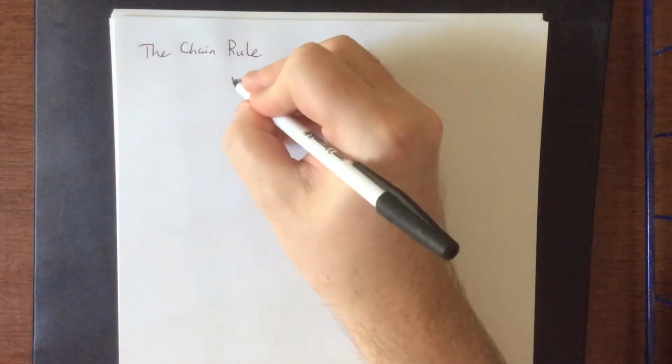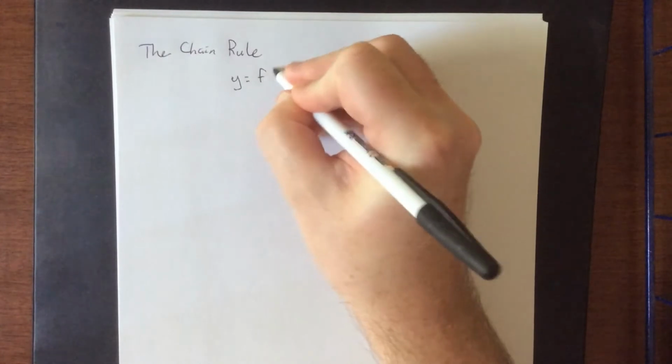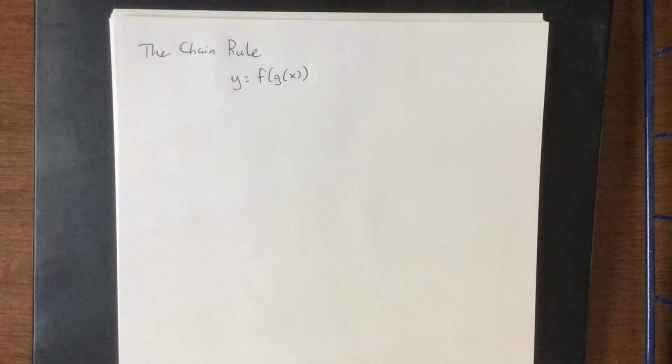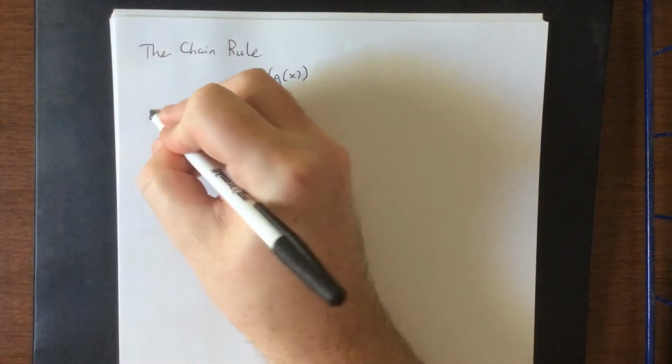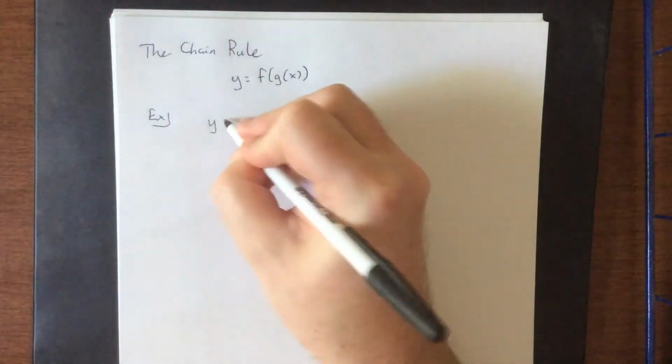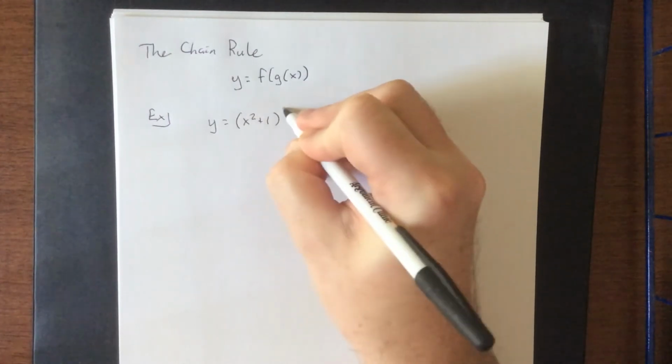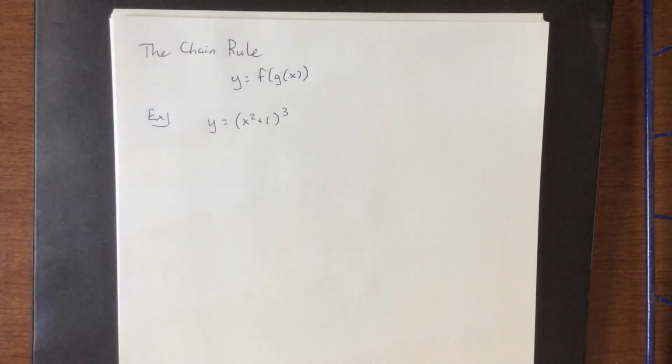In this section, we are going to be describing the process for coming up with the derivatives of compositions of functions. So, as general as possible, something along the lines of f of g of x. An example of one such composition of functions would be y is equal to (x squared plus 1) raised to the third power.